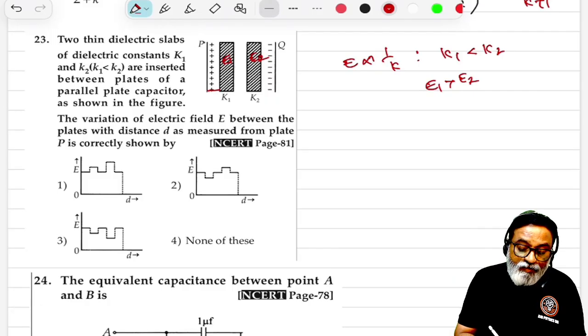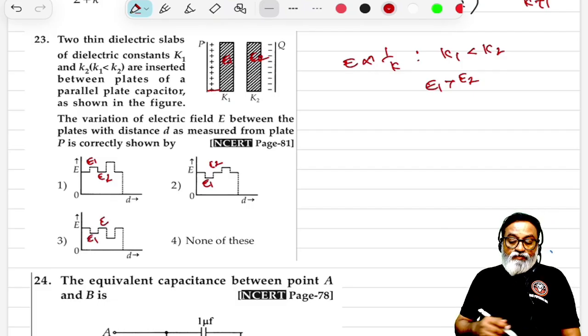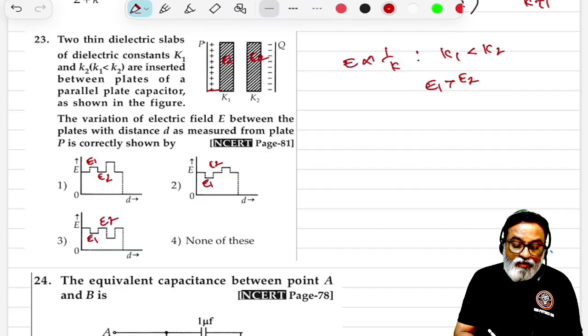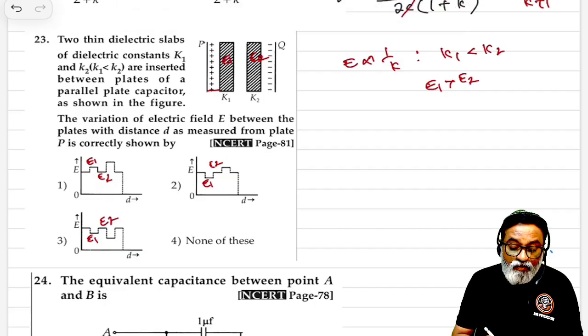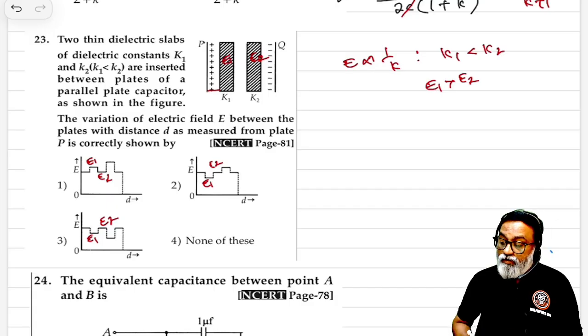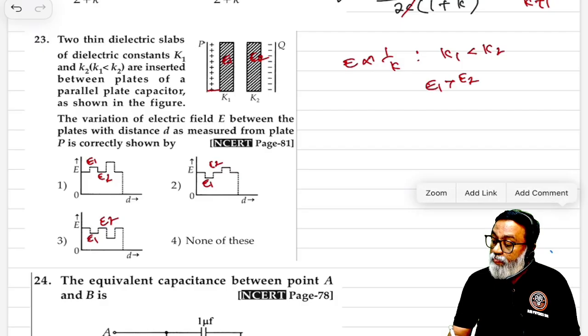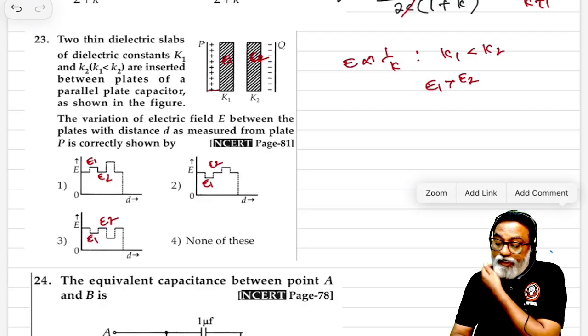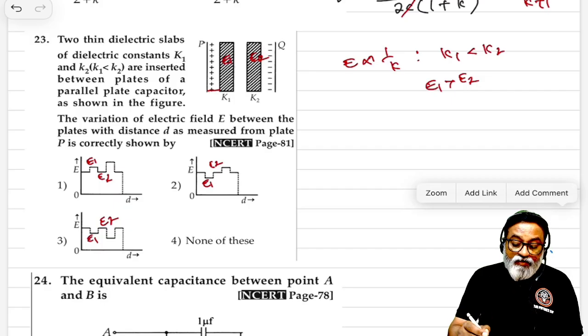See, this I am taking E1. This is E1. This is E2. Here is E1. Here is E2. This is E1. Here is E2. See, from which option is E1 greater than E2? See here, K1 less than K2. Therefore, E1 greater than E2.